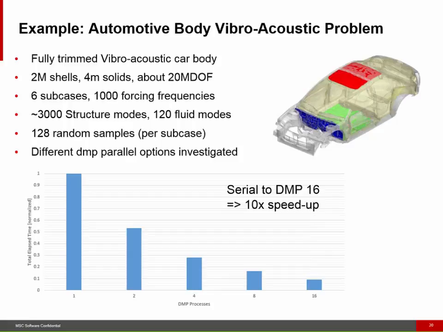And we did run this model for a number of different DMP processes. And going from a serial run to a DMP16 run provided a 10x speed up, which is really significant in this case. So DMP can really reduce the runtime significantly for these types of problems.